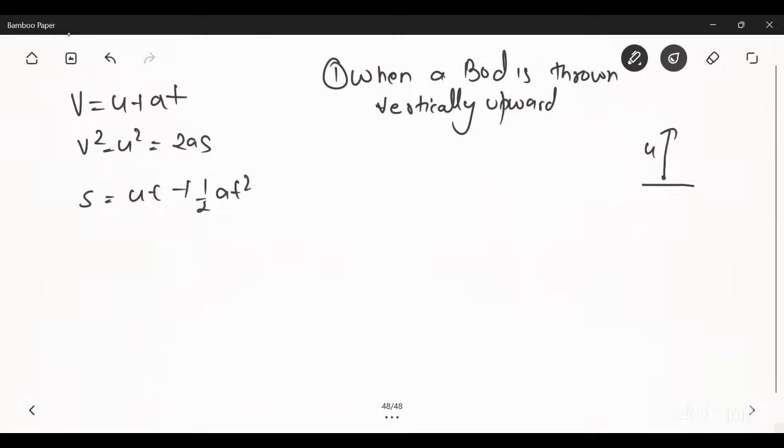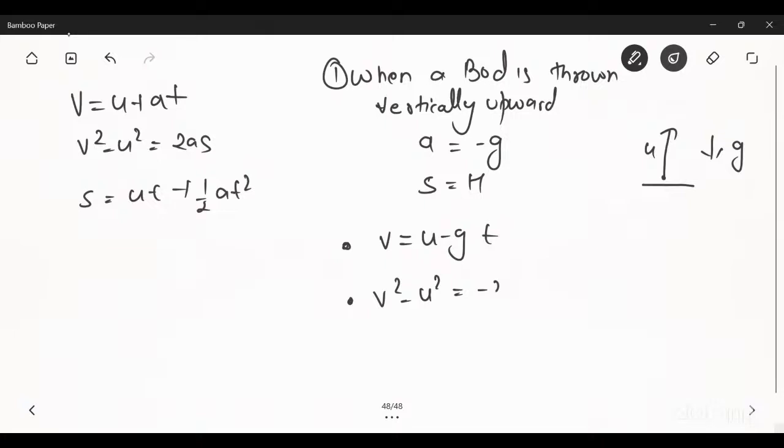Its initial velocity is upward, it is moving upward, and acceleration due to gravity is acting downward. So in that case, we will take a as minus g, v is your final velocity, and s is your h. The first equation of motion will be v is equal to u minus gt. The second equation of motion will become v square minus u square is equal to minus 2gh. And the third equation of motion will become h is equal to ut minus half gt square when a body is thrown vertically upward.